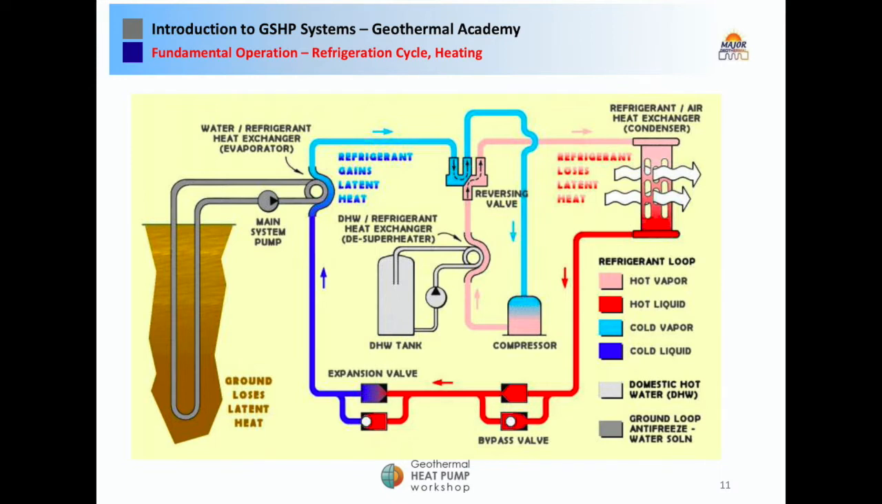The hot vapor is sent to the air heat exchanger. The air in the building is blown across the heat exchanger, and the warm air is then sent into the building to warm the space. At that point, the hot vapor is transformed to a hot liquid that is sent to the thermostatic expansion valve, which changes the refrigerant to a cold liquid. Then the cycle repeats. Please note that the refrigerant used in the system is R410A, which has a boiling point of minus 55 degrees Fahrenheit.